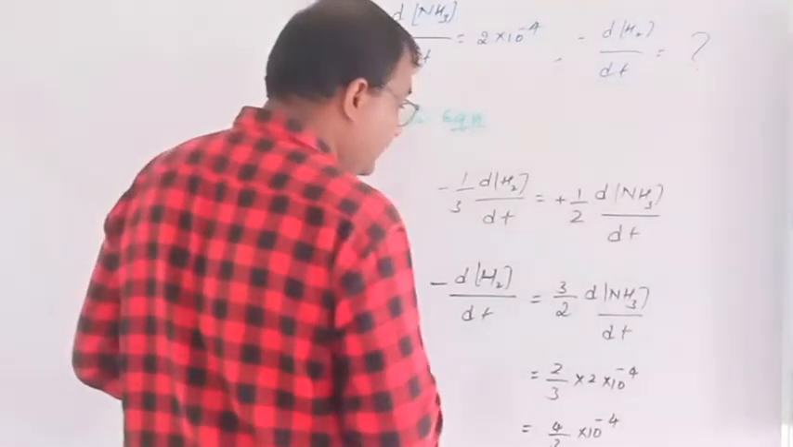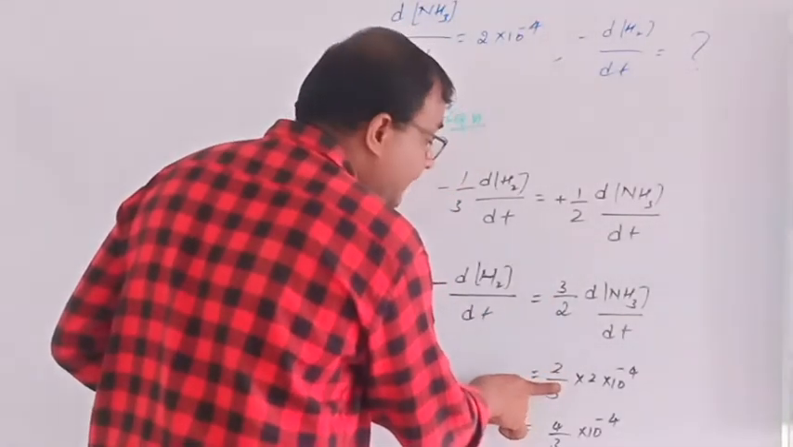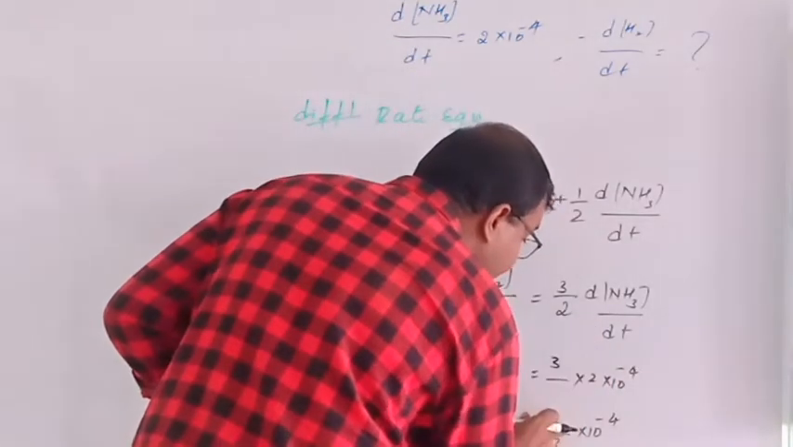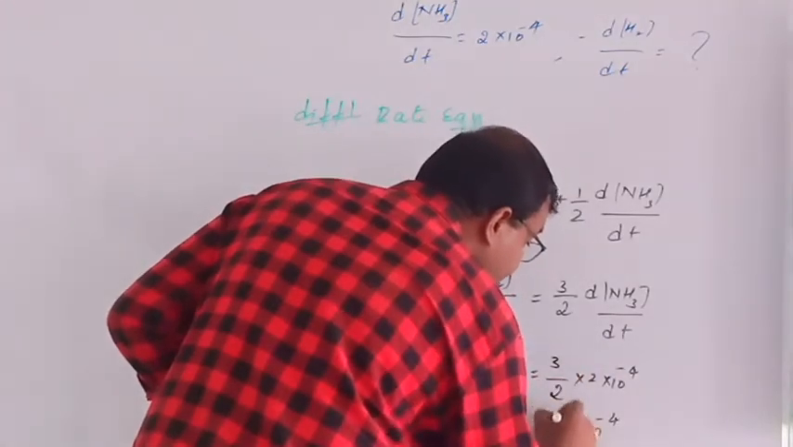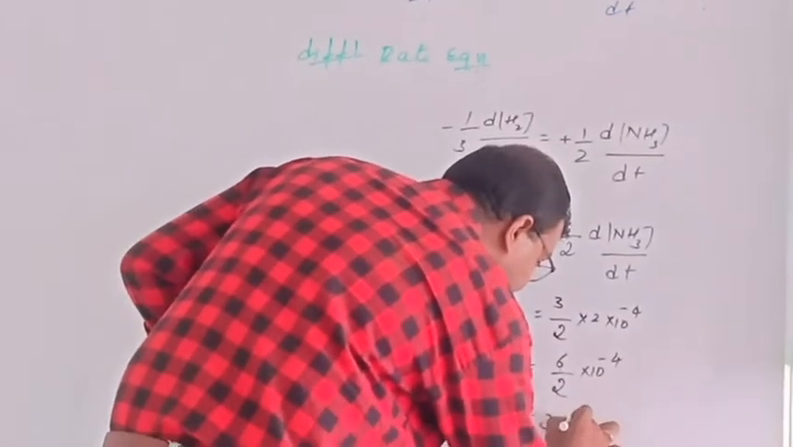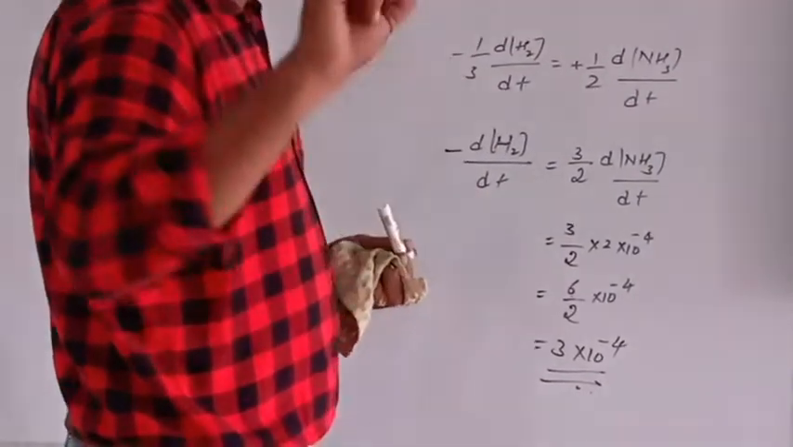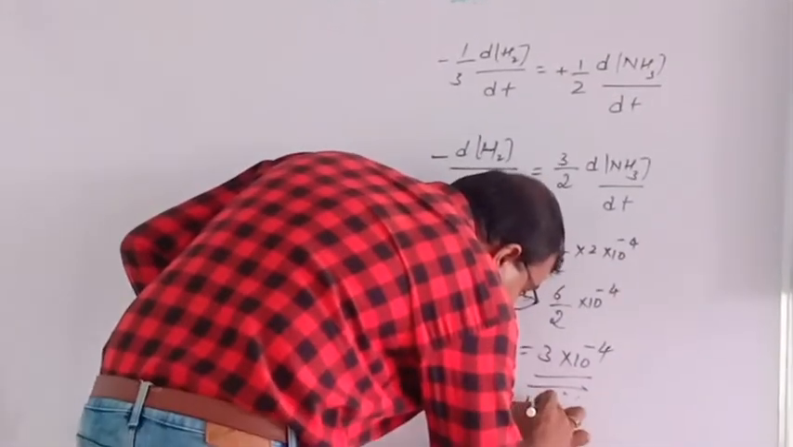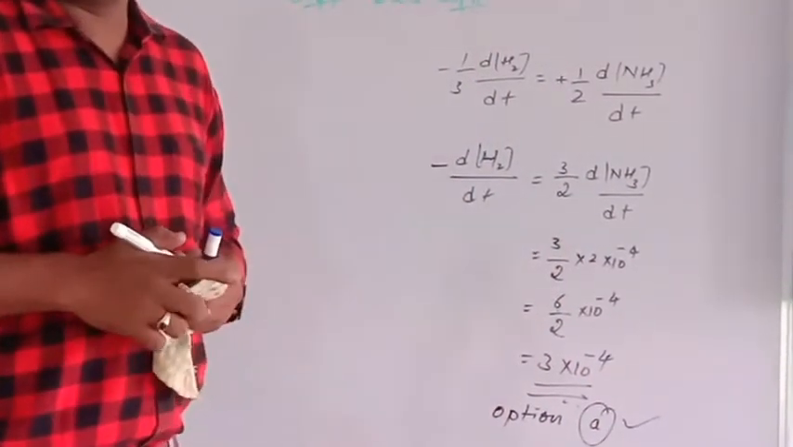Wait a minute, we did the wrong steps here. It should be 3 by 2 into 2 into 10 power minus 4, so it should be 6 by 2, which is the straight answer. 3 into 10 power minus 4 is the correct option. Option A is the correct option. Clear?